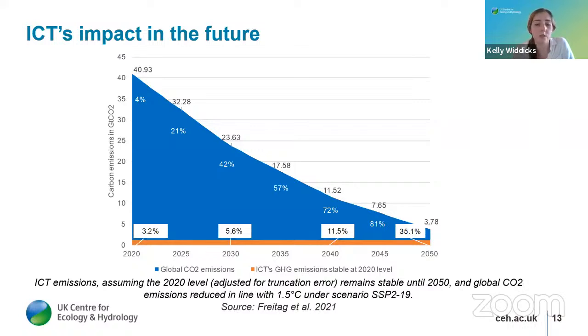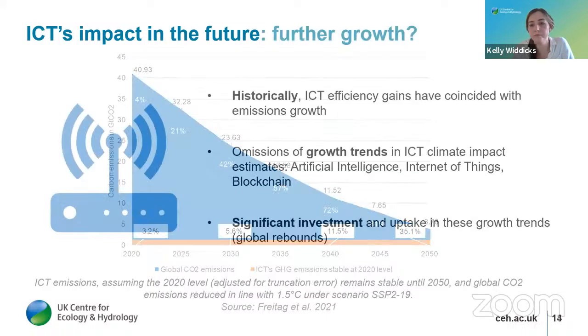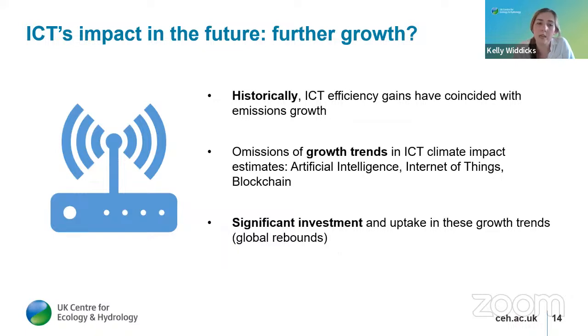But again, it's risky to assume that ICT would save more emissions than it contributes because of that historic data. And we really do need transparent evidence on this. In the work that we had, we argued that there are actually reasons why ICT's emissions will increase. Firstly, because of this historic trend of ICT efficiencies increasing alongside emissions with the ICT sector and the global economy.